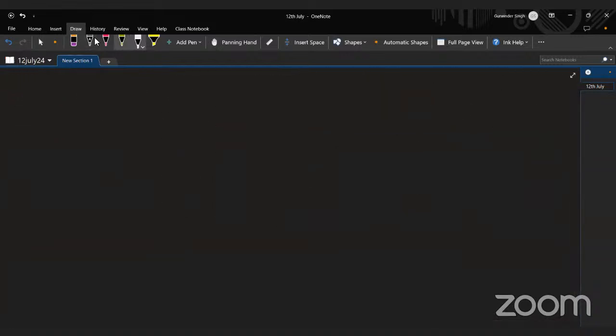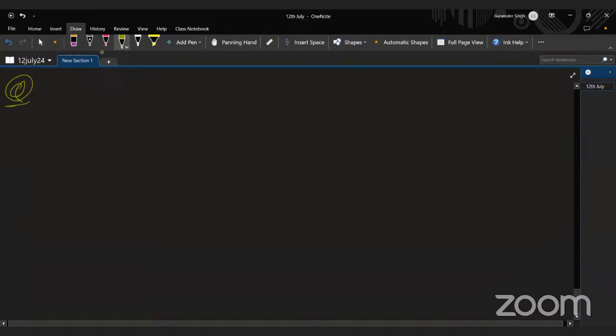Okay. So let's start with the problem directly. I have a function f of x that is equal to x square. Tell me what will be its range?